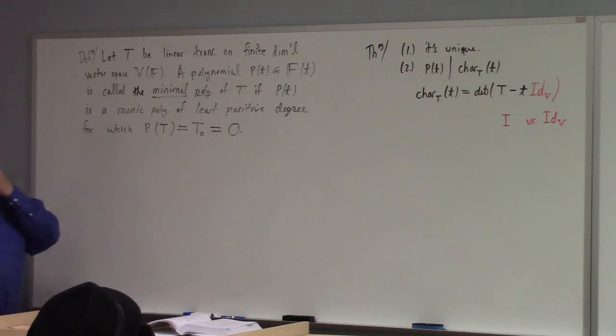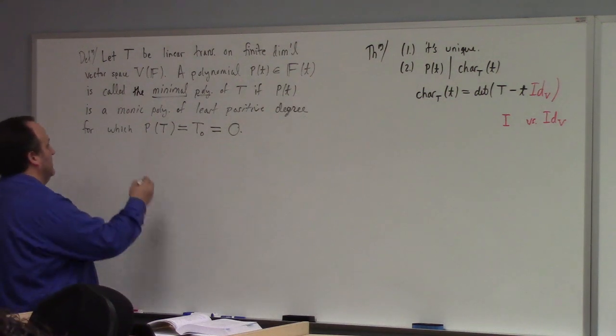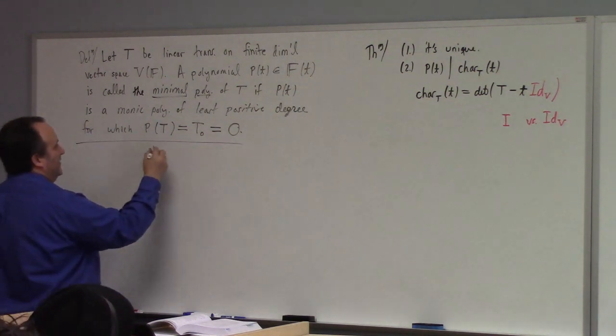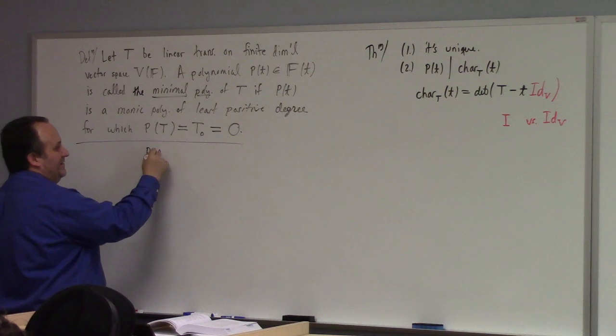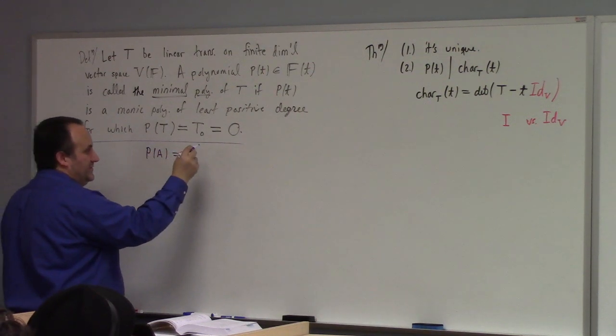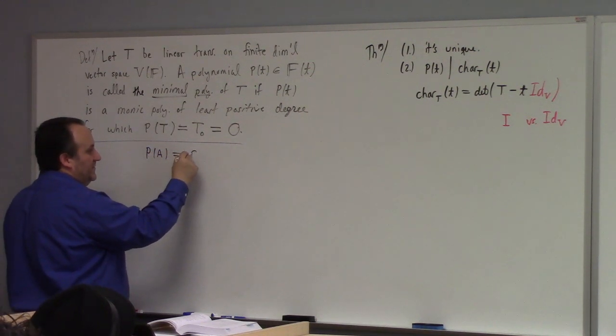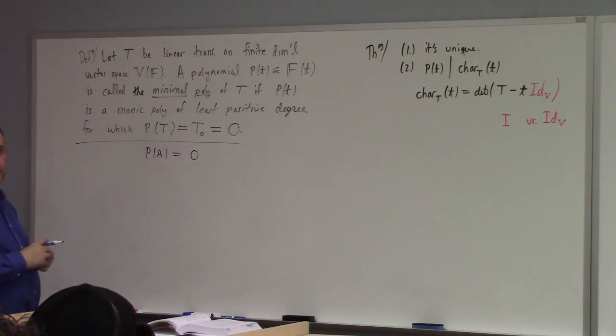So how do you think you find the minimal polynomial? And by the way, same definition for a matrix, right? Same definition for a matrix. So if we wanted to talk about a matrix, we would have P of A is equal to 0 for the minimal polynomial.